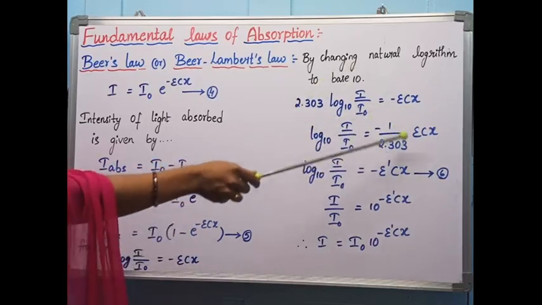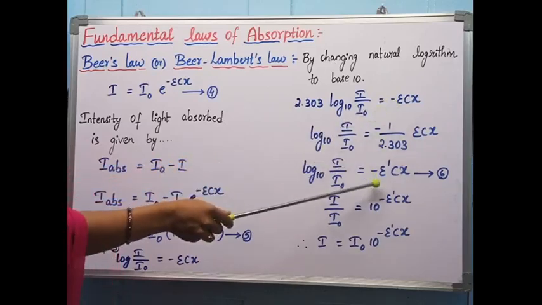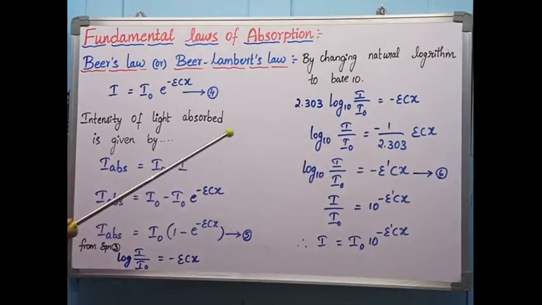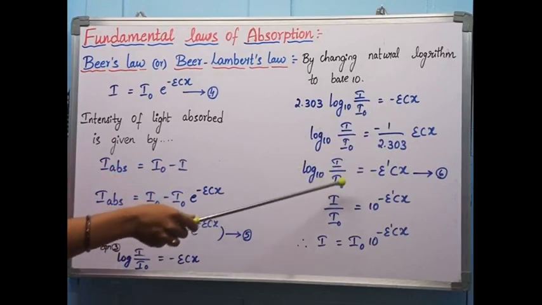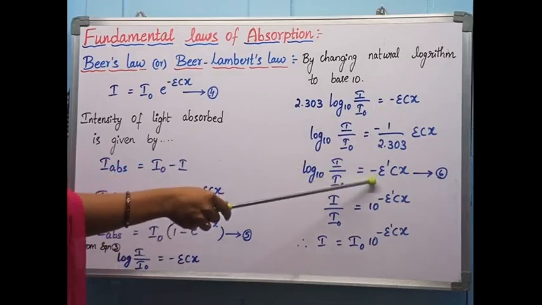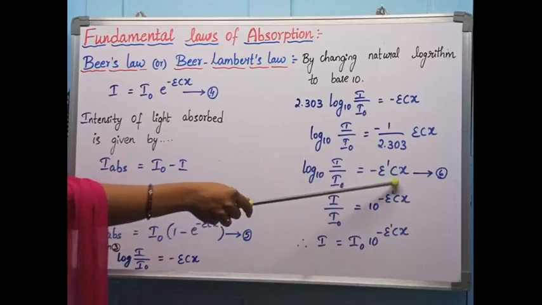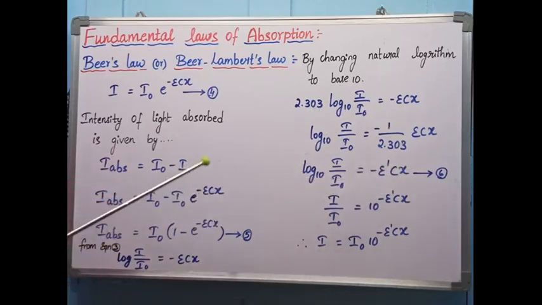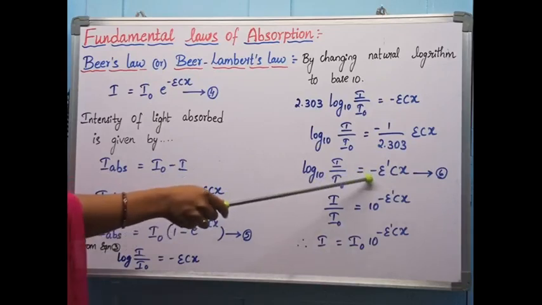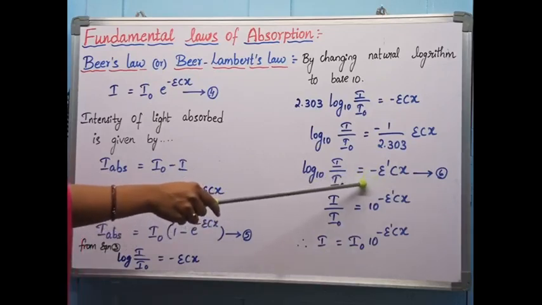So 1 by 2.303 is considered as epsilon dash. So log 10 I by I naught is equal to minus epsilon dash Cx. So I got equation 6. So now epsilon dash is nothing but the molar extinction coefficient.